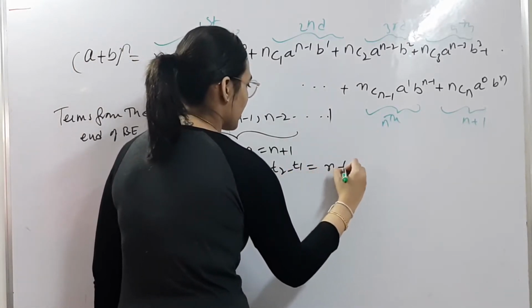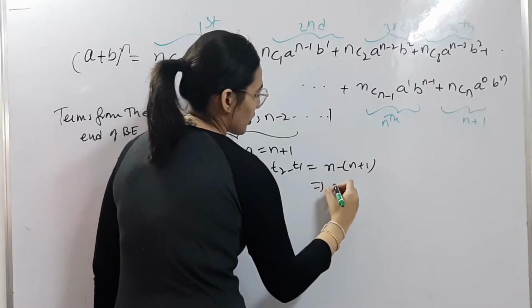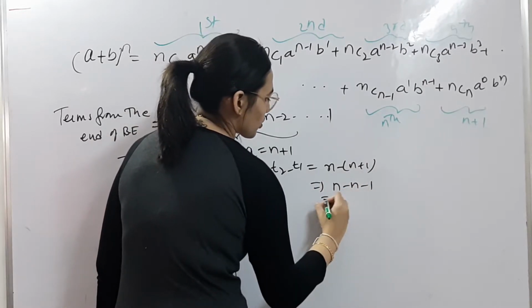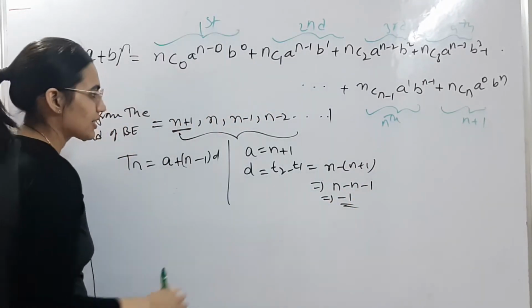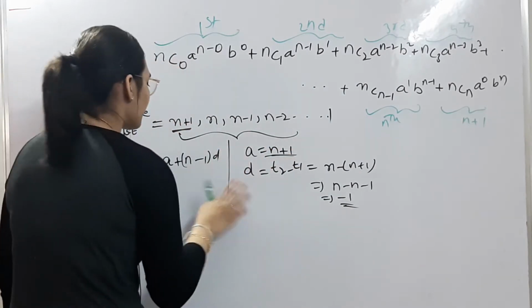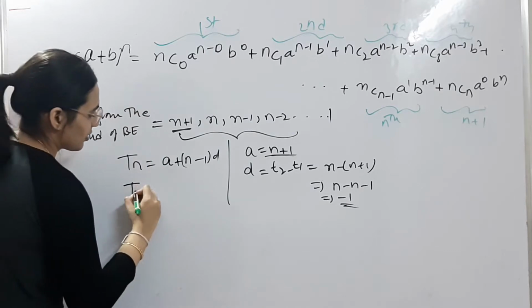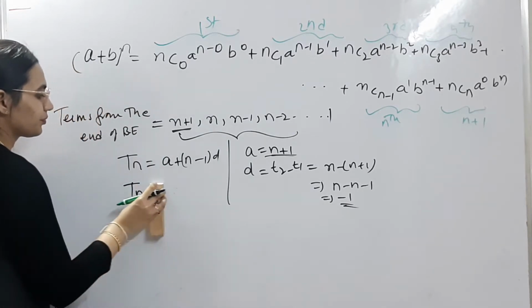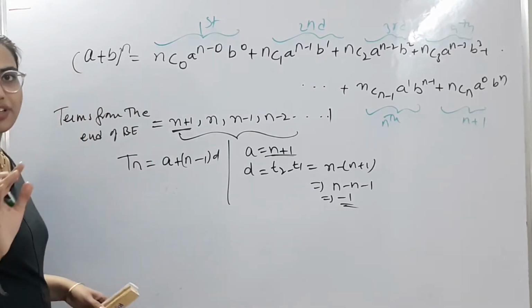Here we get n minus (n plus 1). So, what is this? We get minus 1. So, common difference is minus 1. Yes. And a is n plus 1. Right. So, with these two, can we not find the nth term? Yes. Here, we are trying to find the rth term.